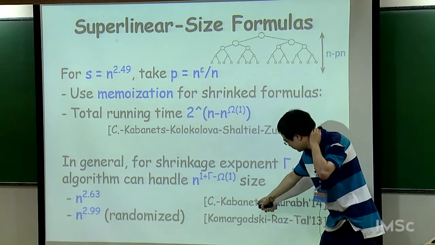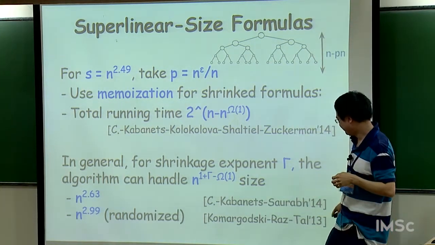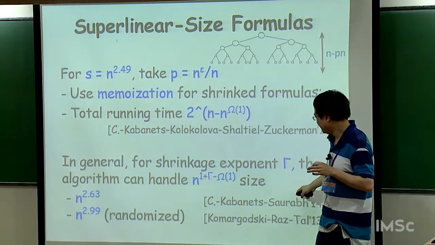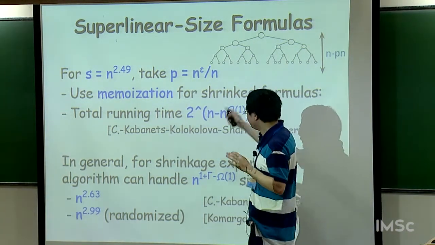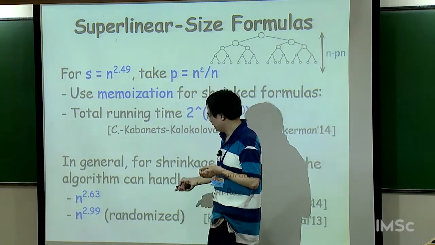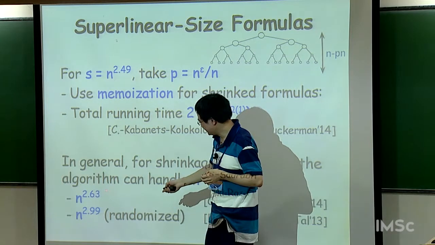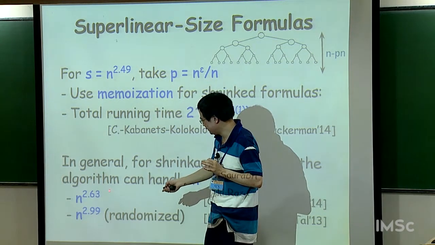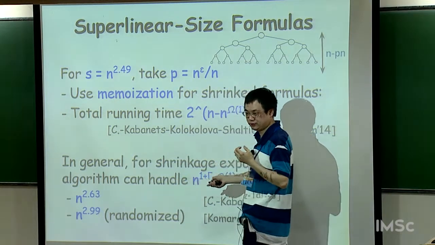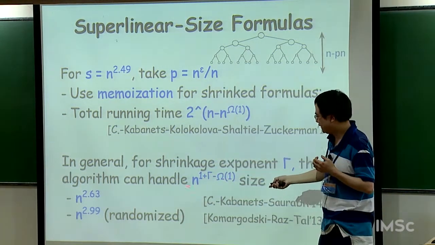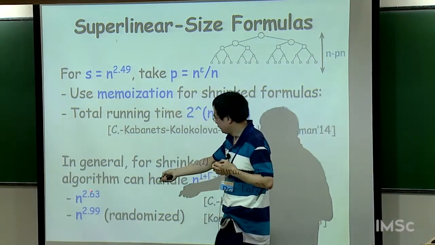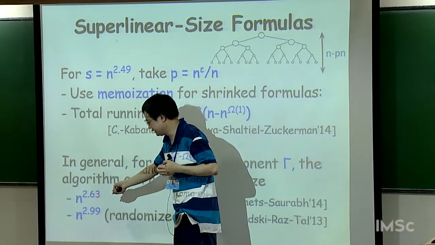In this first work here, with Valentine Kamenetsky and Nitin, we showed that using greedy restrictions, the shrinkage exponent 1.63 derived by Paterson-Zwick actually holds with high probability. And then the same algorithm works for formulas of size n to 2.63.